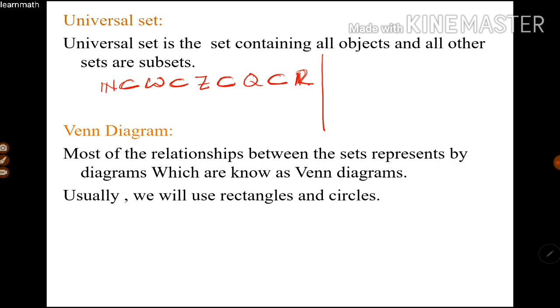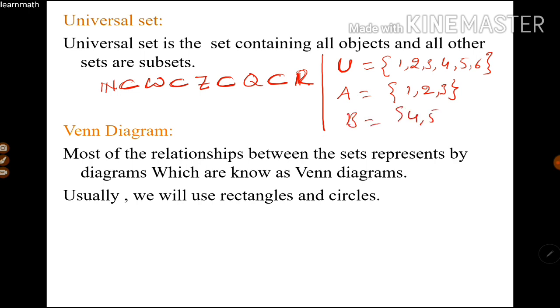Come to another one. Usually the universal set is identified with capital letter U. So let U equal 1, 2, 3, 4, 5, 6, and one set A equal 1, 2, 3, and B equal 4, 5. Here U is the largest set, and the sets A and B are subsets of U. So here U is the universal set.